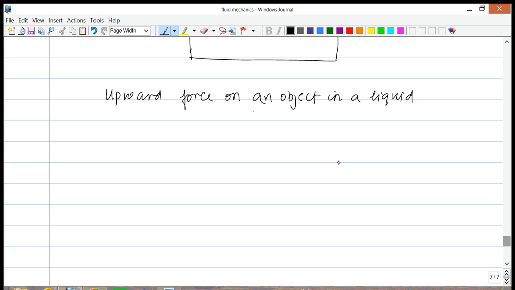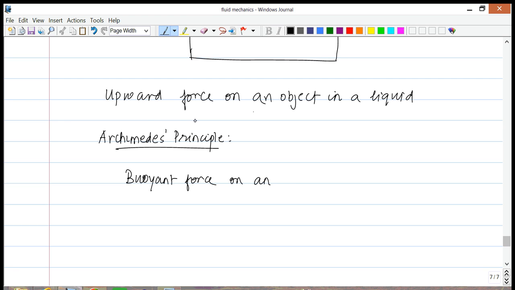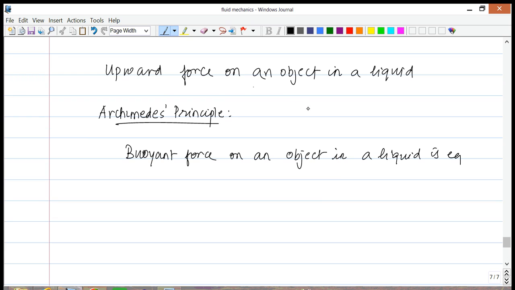Now Archimedes' principle states the following: that the buoyant force on an object in a liquid, whether it's fully submerged or partially submerged, is equal to the weight of the displaced liquid.